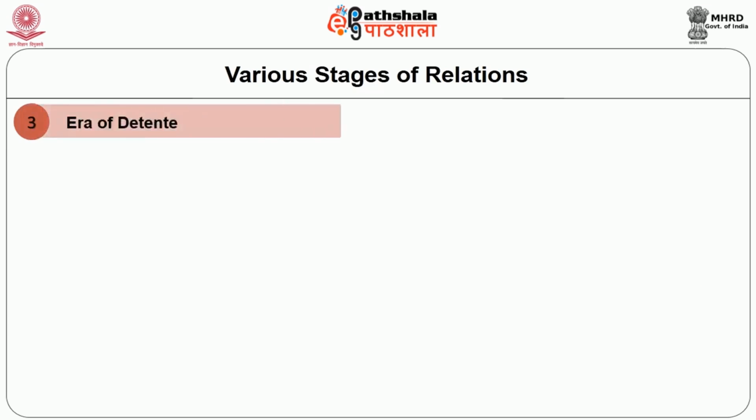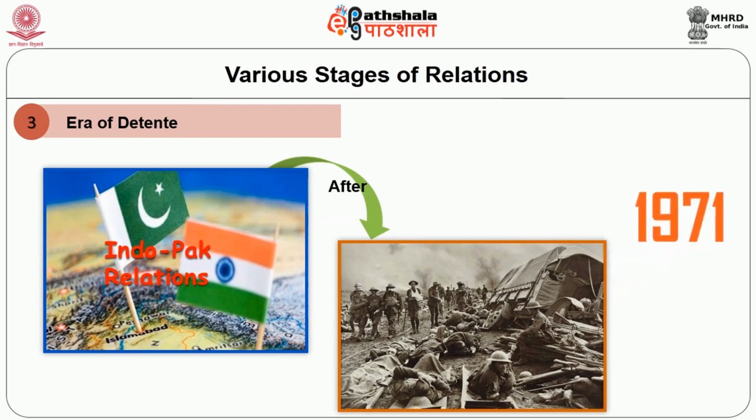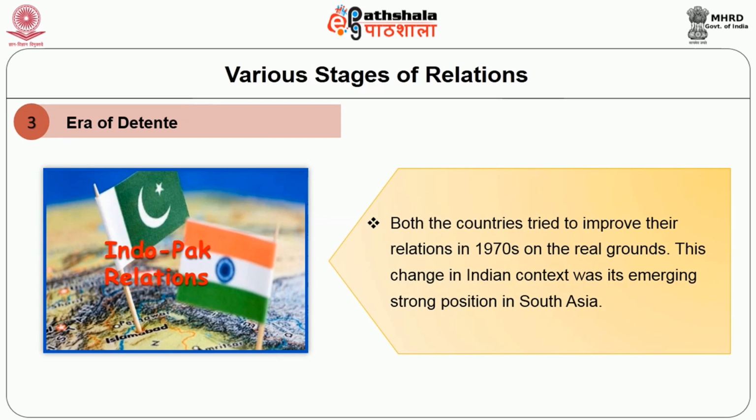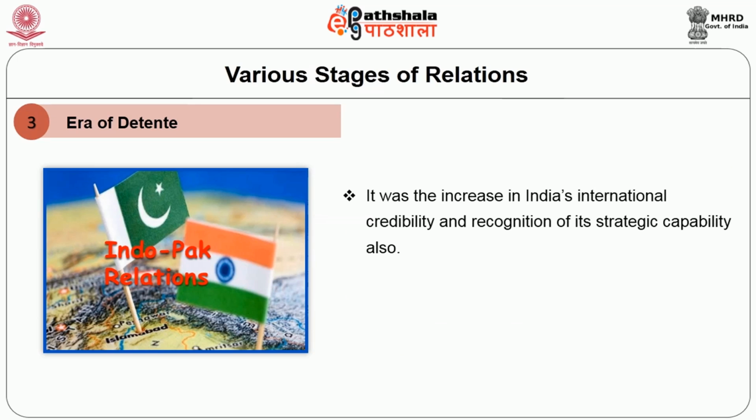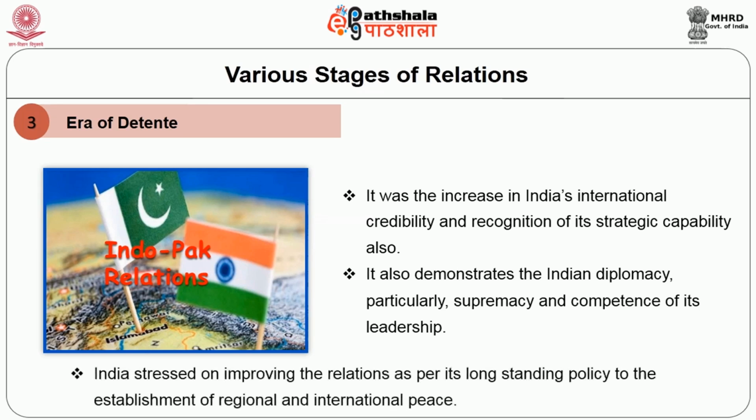Era of Detente. Important changes took place in Indo-Pak relations after the War of 1971. Accordingly, both the countries tried to improve their relations in the 1970s on real grounds. This change in the Indian context was its emerging strong position in South Asia. Besides, it was the increase in India's international credibility and recognition of its strategic capability also. It also demonstrates Indian diplomacy, particularly the supremacy and competence of its leadership. India stressed improving the relations as per its long-standing policy of establishing regional and international peace.